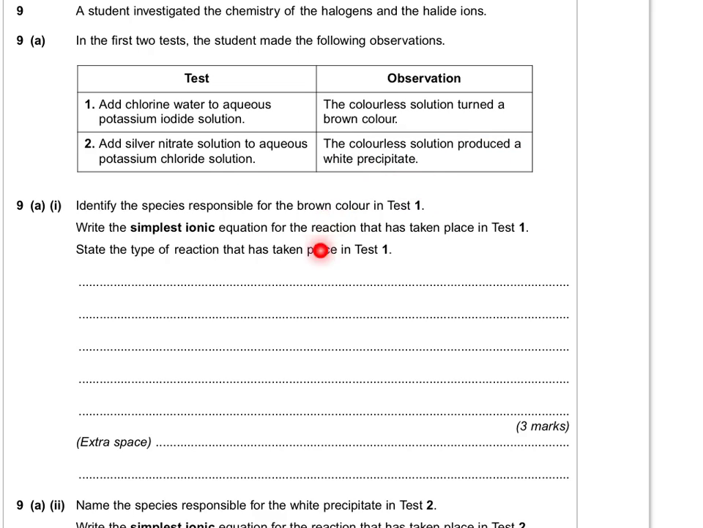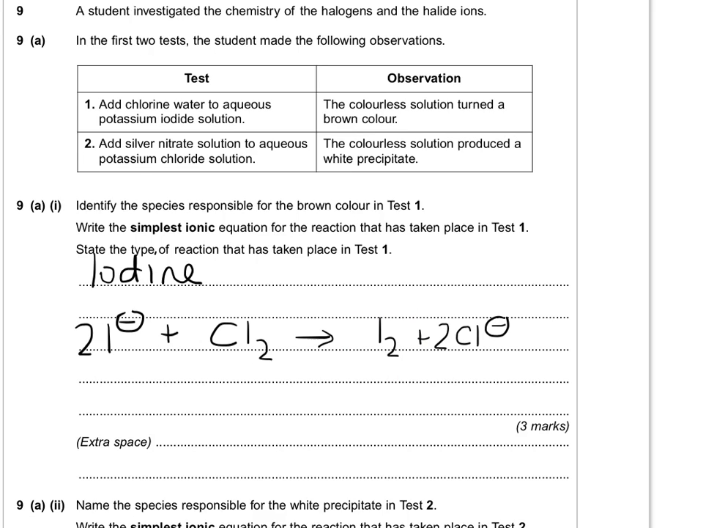So the first test, a lot of you put iodide as the brown colour, but a lot of you got the ionic equation right by writing the following: I minus plus Cl2 goes to make I2 plus Cl minus. You need 2 Cl minuses and 2 I minuses to balance. You can see the product is this. It's not iodide, that's a reactant. Iodine is one of the products, so that is the species responsible for the brown colour.